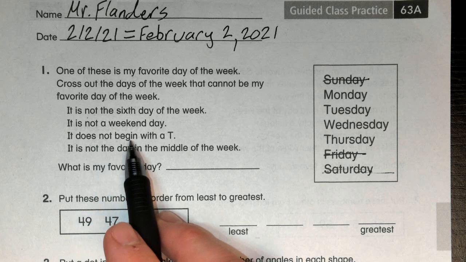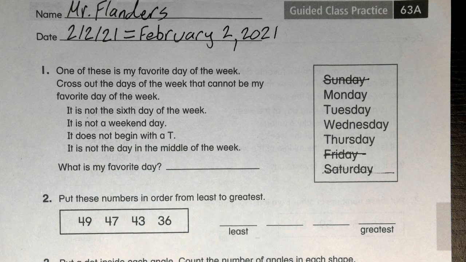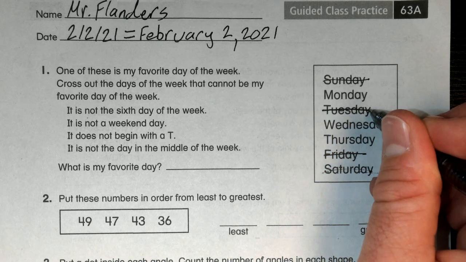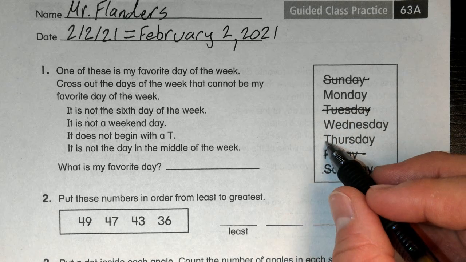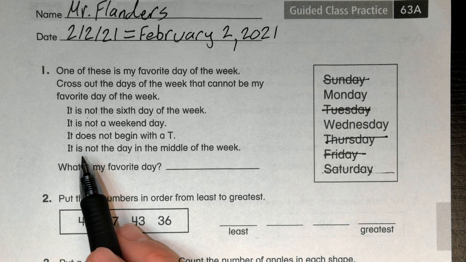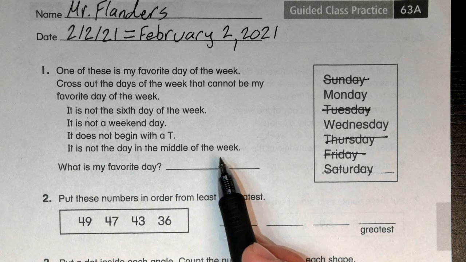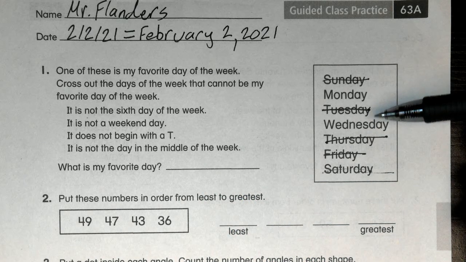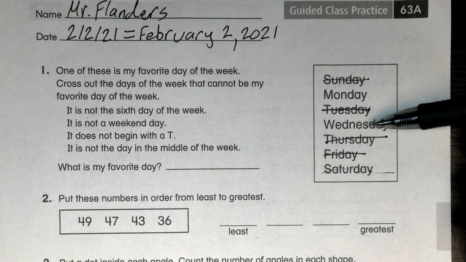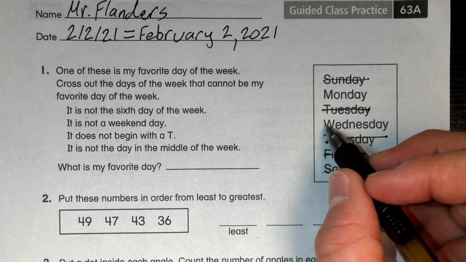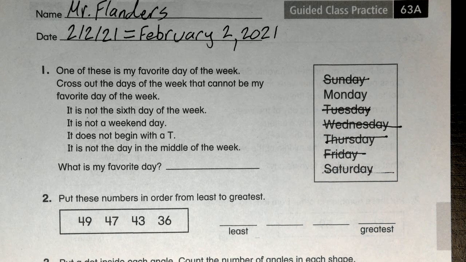It does not begin with a T. So we're going to look at Tuesday. Tuesday starts with a T. Bye-bye, Tuesday. And bye-bye, Thursday. Our last clue says it is not the day in the middle of the week. That would be Wednesday. Wednesday is always the middle of the week, and it is not this day. So we're going to cross it out.